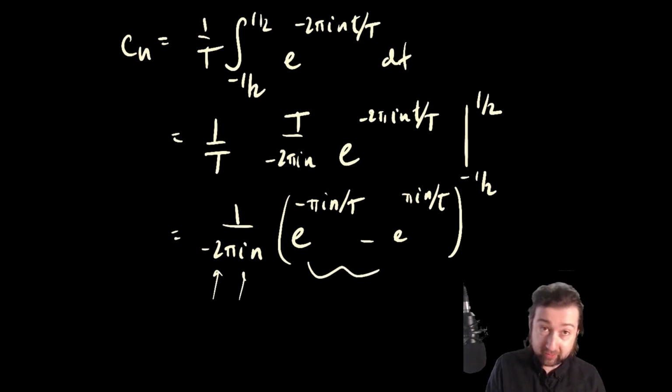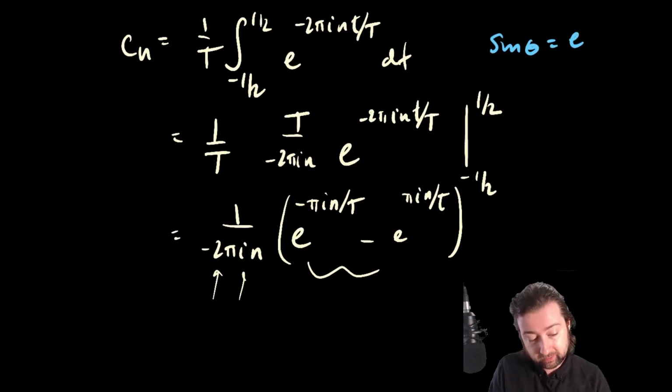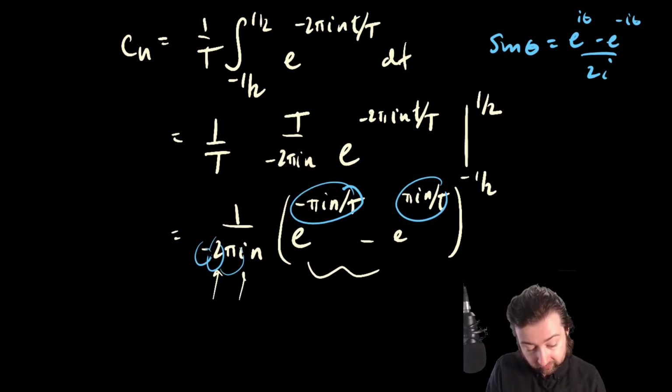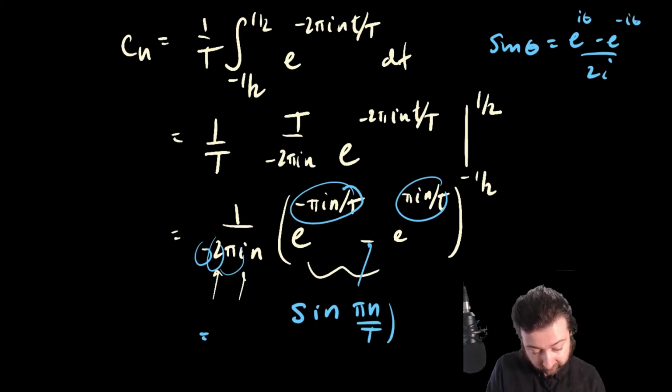And this, to me, looks an awful lot like a sine function, because remember that the sine of theta is equal to e to the i theta minus e to the minus i theta over 2i. And so living inside here, I've got a theta and a minus theta and a 2i, and there's a negative here which would kill this negative inside. And so all of this just turns into the sine of pi n over t. And in front, we have a 1 over pi n.